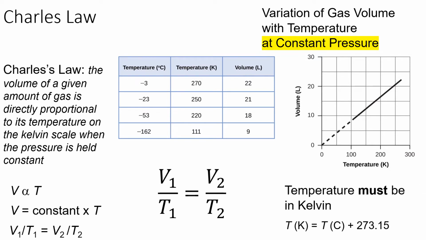Remember that it must be in Kelvin. So remind yourself how to convert: to go from C to K is just add 273.15. To go from K to C is just subtract 273.15.